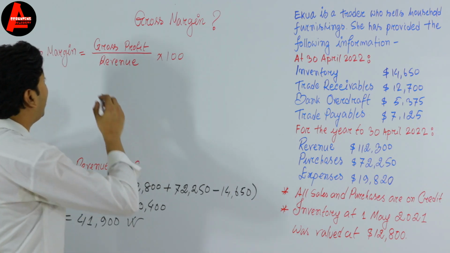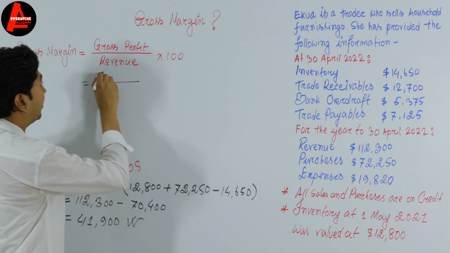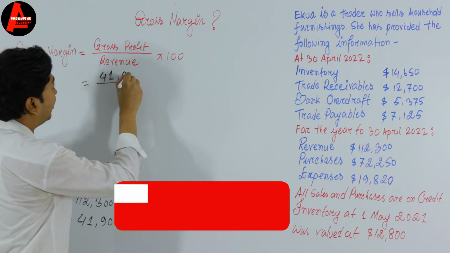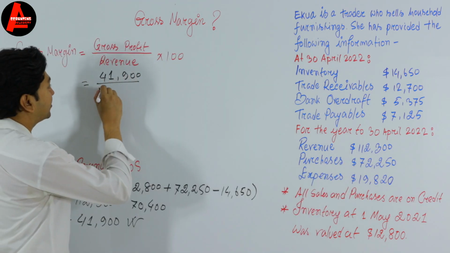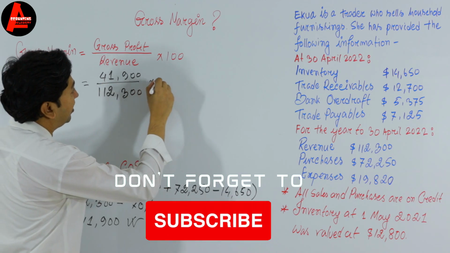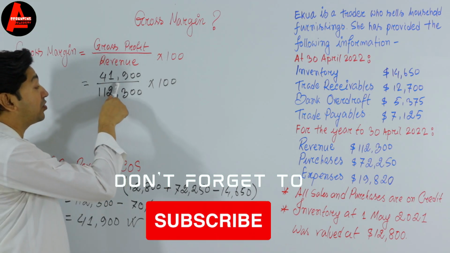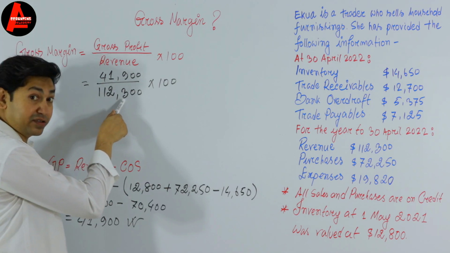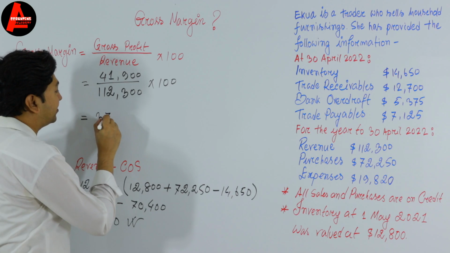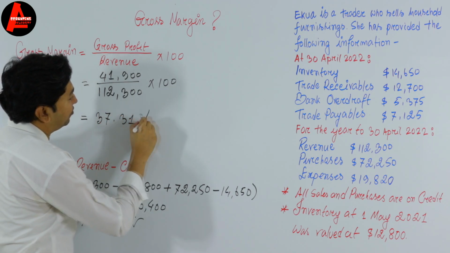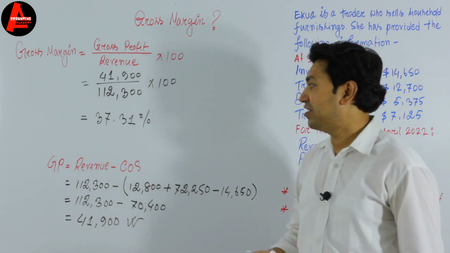So now we will write here the amounts. So gross profit, we calculated $41,900. We have here revenue $112,300. Then we will multiply by 100. So here if we divide this amount by $112,300, then if we multiply the answer by 100, we will get 37.31%.